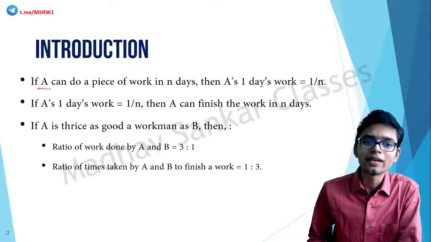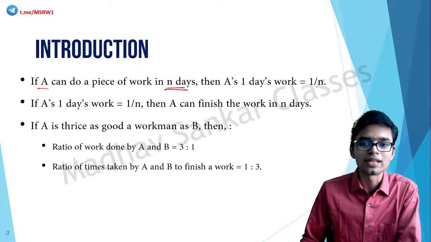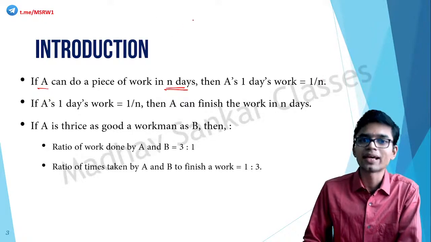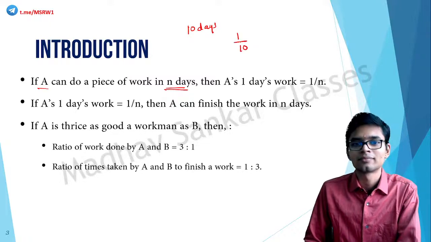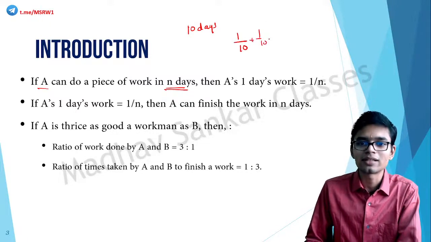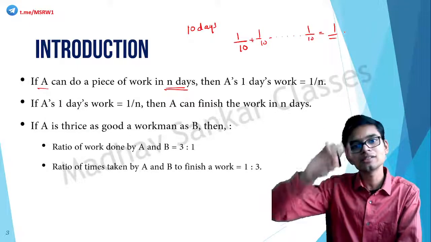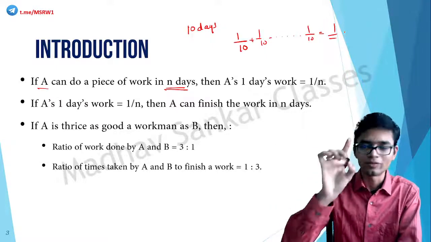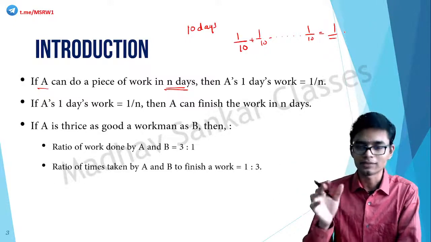If A can do a piece of work in n days, then A's 1 day's work is 1 by n. Okay, so suppose A can do a piece of work in 10 days. Then A's 1 day work will be 1 by 10. Correct. So, 1 by 10 plus 1 by 10, similarly up to 10 times, if you add it, you will get 1. That is the full work, 10 by 10. So if it takes 10 days for A to complete a piece of work, then 1 day's work for A is 1 by 10 or 1 by n. That is what you have to understand.